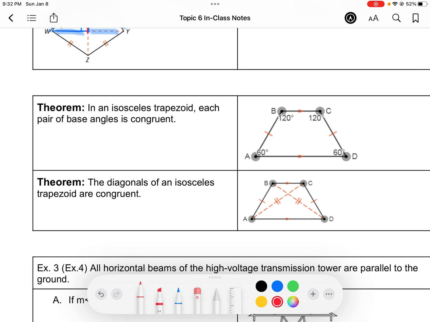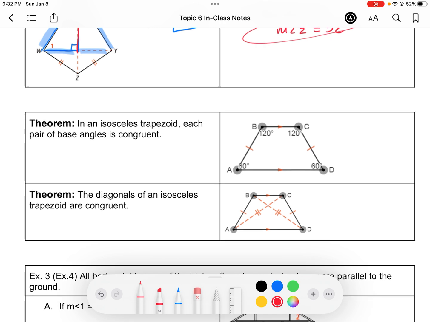Now we have some more information about trapezoids. Here's what a trapezoid is. A trapezoid is a quadrilateral that has opposite sides that are parallel, but only one set of parallel opposite sides. Okay, so like in this picture here, we have parallel side BC to AD. Those are marked parallel with those arrows.